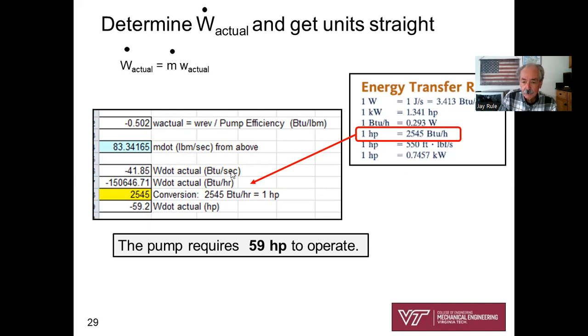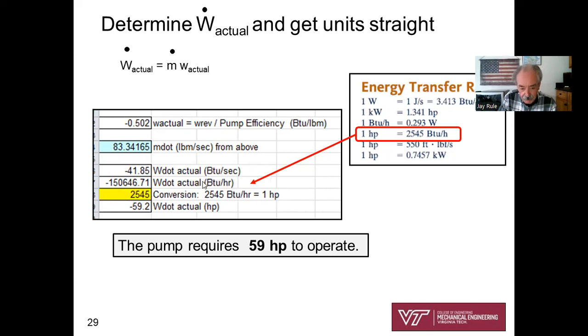Now I'm going to do a little work. I'm going to go to the back of the book and look for horsepower, and I see I have a conversion here: 1 horsepower is 2545 BTUs per hour. So it makes sense that I need to transform BTUs per second into BTUs per hour in order to use this conversion. So that's what I did. There are 3,600 seconds in an hour, so I've got 3,600 times negative 41.85 to get this huge number of BTUs per hour. I've got a conversion of 2545 BTUs per hour equals 1 horsepower.